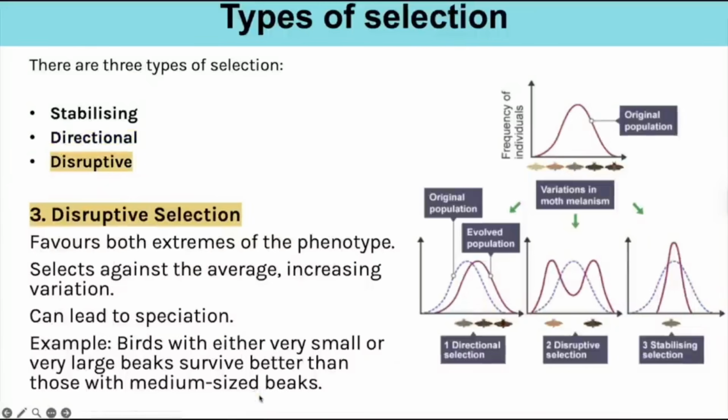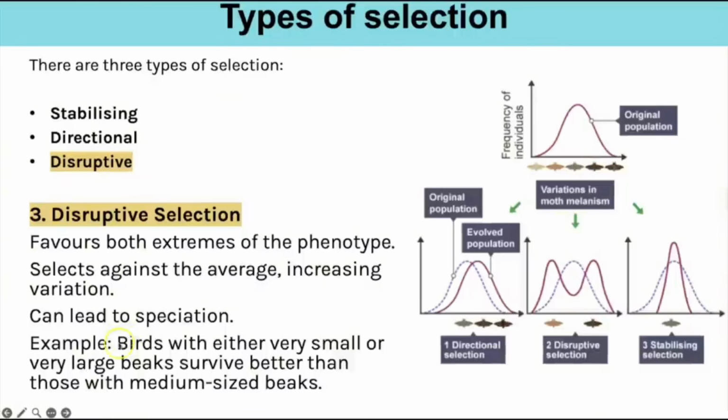The new one for year 13 is disruptive selection. And this is when both extremes are favoured, meaning they both provide a survival advantage. So if an individual has either of those extreme traits and allele, they're more likely to survive, reproduce and pass on that allele. And this can then lead to the process of speciation.